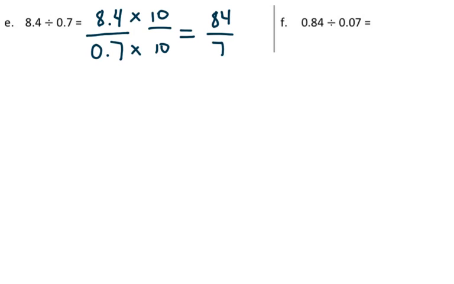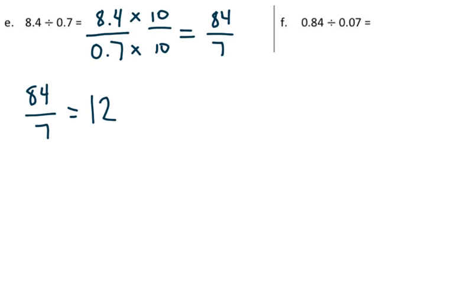Okay? And 84/7 is equal to the whole number 12. So 8 4/10 divided by 7/10 is equal to 12. Let's take a look at letter F.